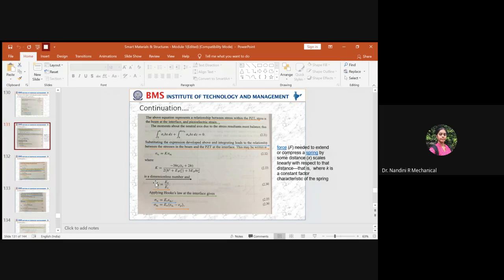So Hooke's law, as one of your friends told, defines the amount of force needed when you apply it to any component, like a spring. It could be compressed, and again it comes back to its position in a linear scale with respect to the distance, where K is a constant factor. Similarly, the same concept of Hooke's law will now be applied across the interface. The interface is nothing but between our actuator and the structure.